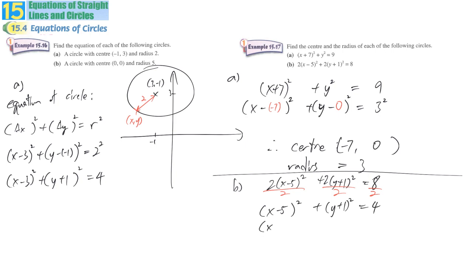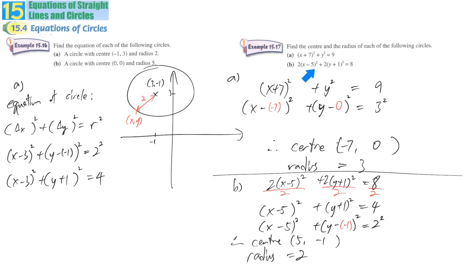It's not yet finished. (X minus 5) squared is fine, but I need to write y minus something squared, which is -1, equal to 4. 4 means 2 squared. So it's very obvious now. The center is x minus what? X minus 5. And y minus what? Y minus -1. The radius is equal to 2.